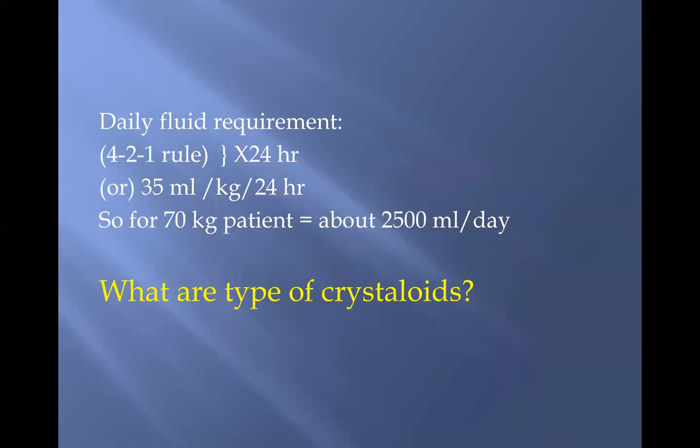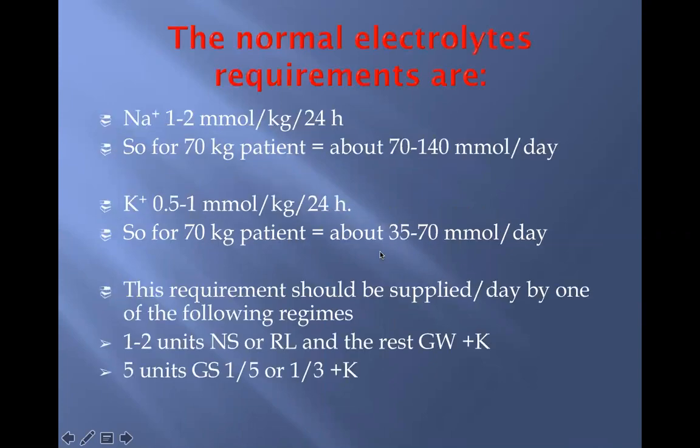So for a 70 kilogram patient, normally we can use 2.5 liters per day. What type of fluid? To know the type of fluid, we have to know the normal body requirements of electrolytes.